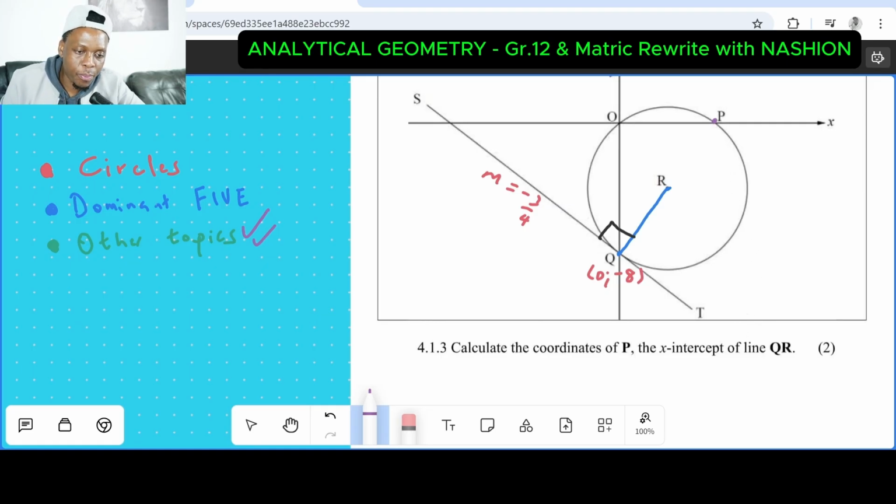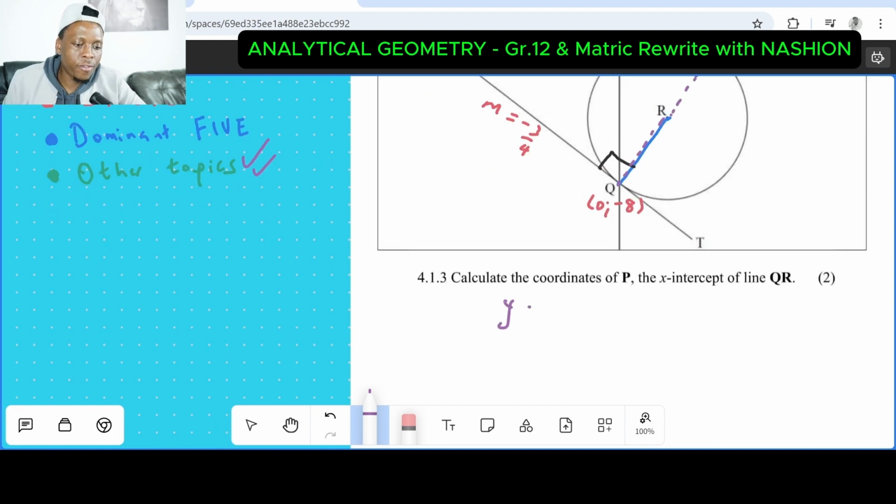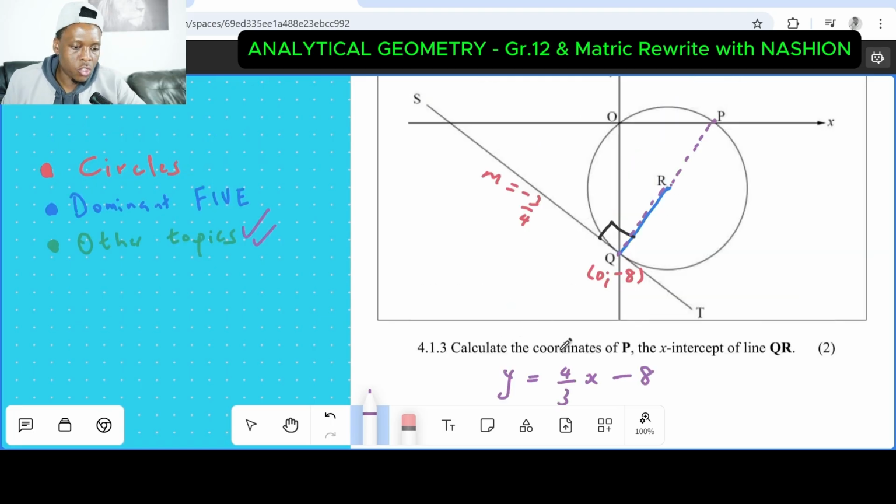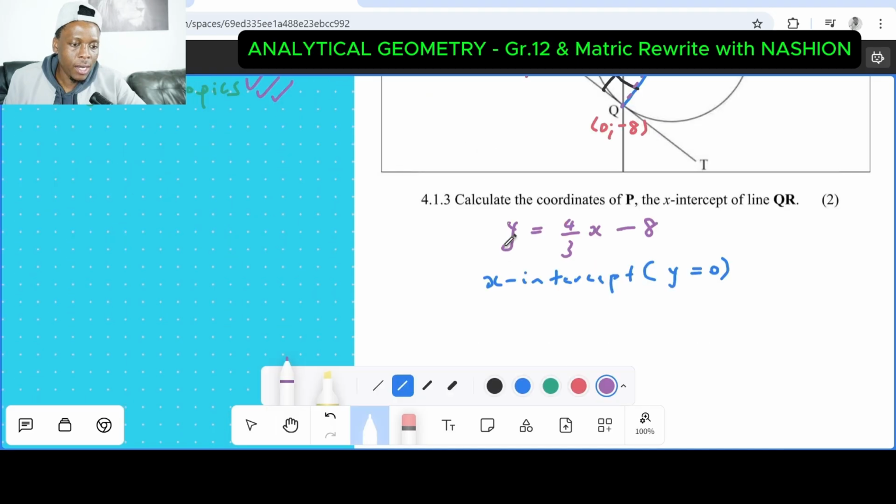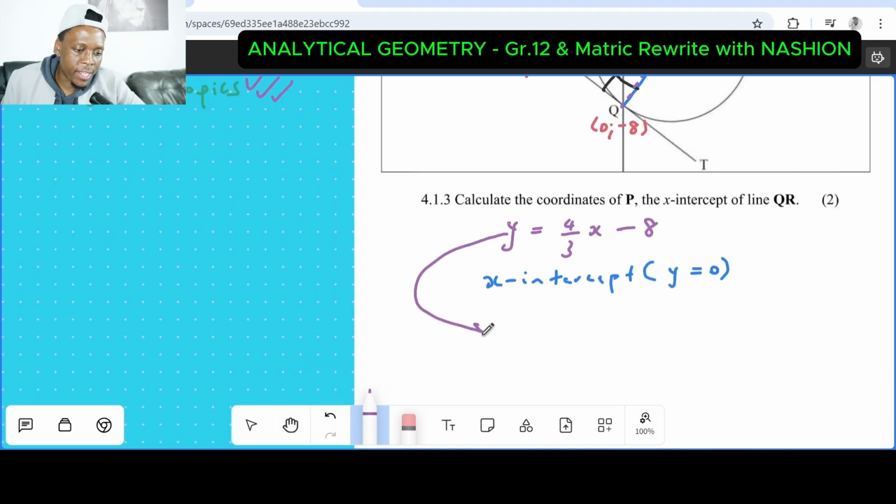Next customer, please. Calculate the coordinates of P, the x-intercept of line QR. Here is point P. Remember line QR, we have just calculated its equation in the previous question. And we got Y is 4/3 X minus 8. So once again, this is the application of other topics, which is functions, paper 1, where we learnt about the x-intercept.